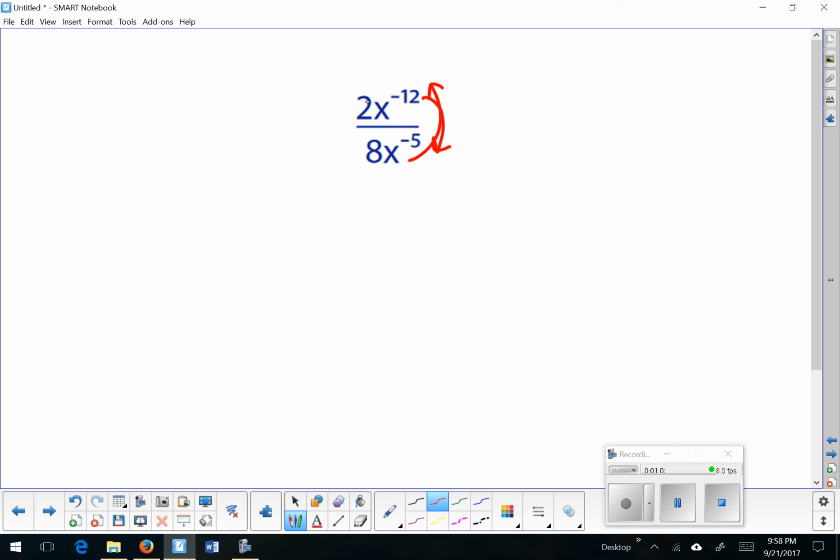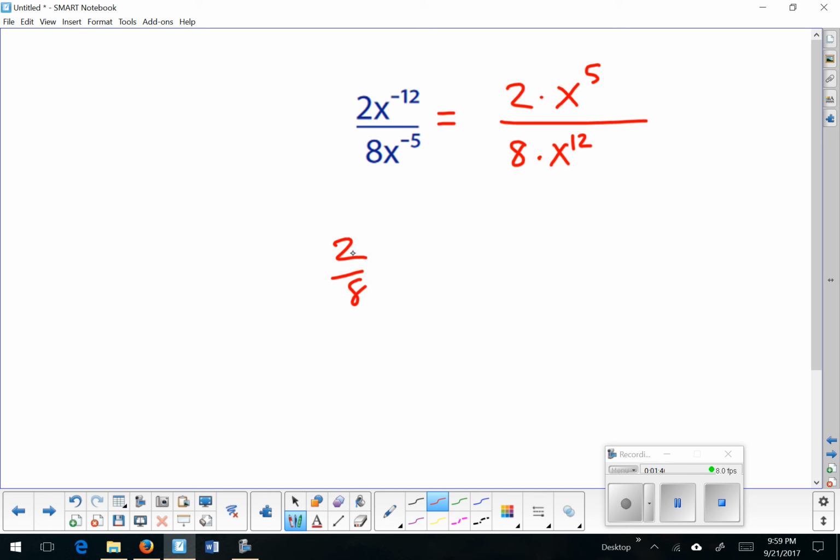Now 2 doesn't have a negative power, 8 doesn't have a negative power, but they are multiplying times bases that have negative powers. So let's rewrite this question here by making these powers positive first before we simplify. I'm going to leave my 2 and 8, but my x to the negative 12th will become positive if I move it to the denominator, and my x to the negative 5th will become positive if I move it to the numerator. If I fill in these invisible multiplication signs, it might help you to better understand how you can break up the problem in order to simplify it.